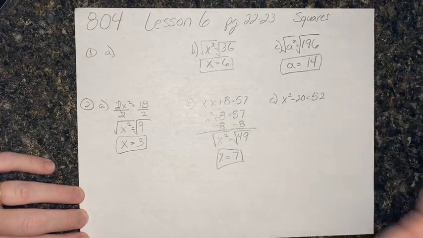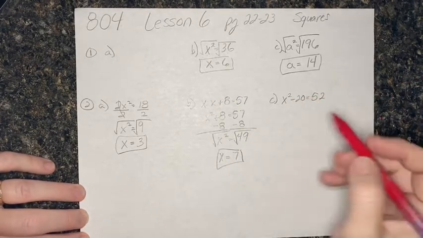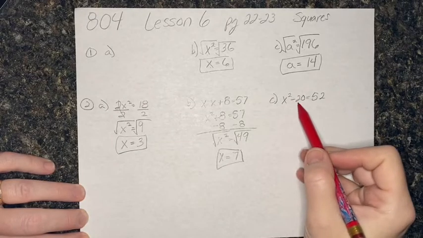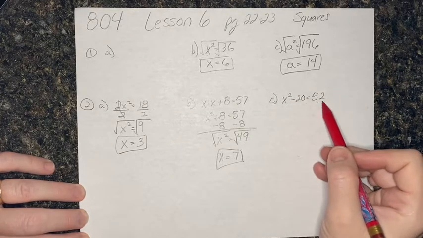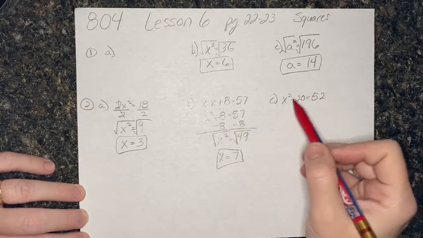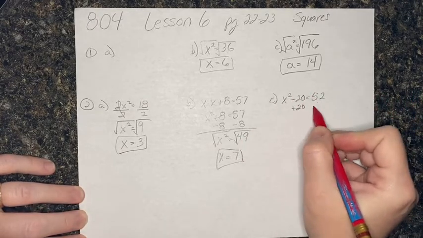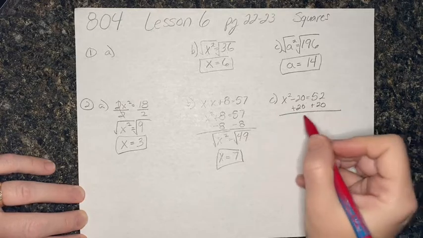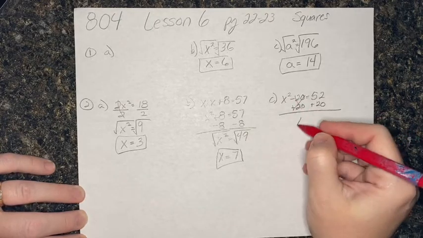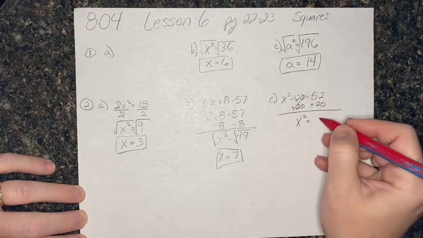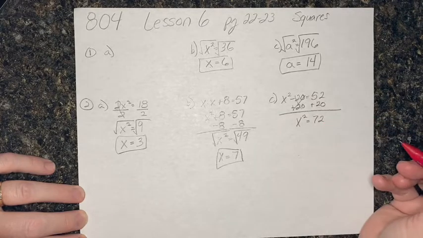All right, now problem C. Problem C is x squared minus 20 equals 52. Well, first thing we need to do is deal with this minus 20. It's being subtracted. We're going to do the opposite and add 20 to both sides. Okay, it cancels on this side. We're left with x squared is equal to 72.